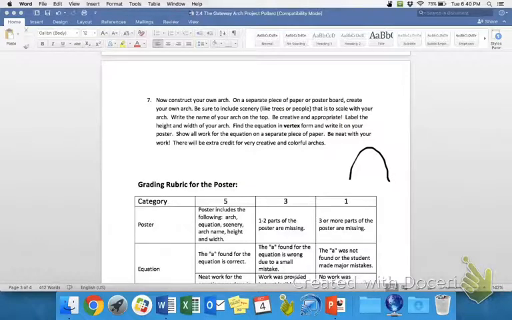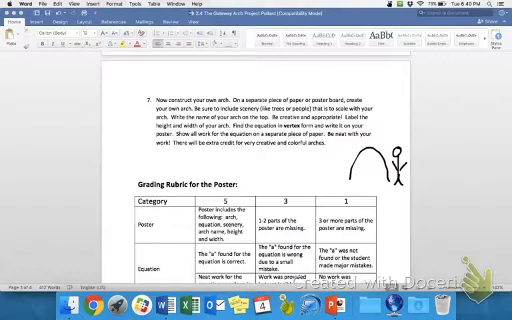So if your arch is 200 feet tall, I should not see a person standing next to it like this, who's also 200 feet tall. Make sure you write the name of your arch at the top of the paper, so make sure you call your arch something. Be creative and appropriate. Label your height and width of your arch, just like the front of this packet had.